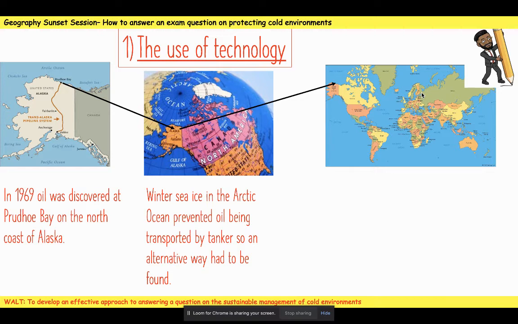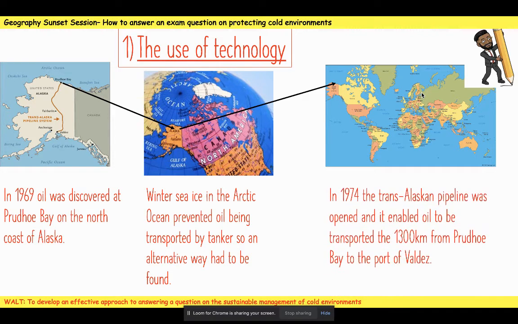So in 1969, they discovered oil at a place called Prudhoe Bay in the north of Alaska. Winter sea ice in the Arctic prevented oil being transported by tanker, so they had to find an alternate way. So they built the Trans-Alaskan pipeline in 1974, and that transported the oil 1,700 kilometers from Prudhoe Bay in the north all the way down to the south of Alaska to a port called Valdez.